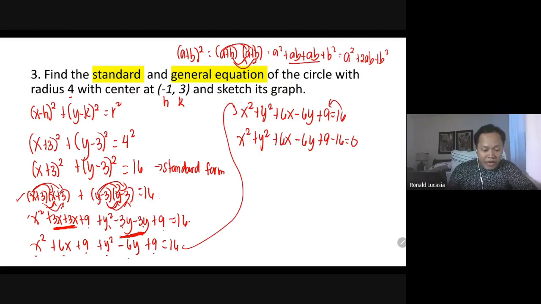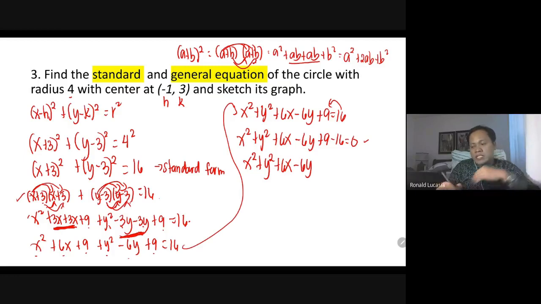Okay? So I just rearrange the term. Mauna yung x squared, susunod ang y squared, tapos yung ax, sunod ni ax ang by, sunod naman yung c. Yung c yung constant term. So, ni-rearrange ko lang siya. Meron ako diyang x squared plus y squared plus 6x minus 6y plus 9 minus 16. Simplifying that, we have x squared plus y squared plus 6x minus 6y.